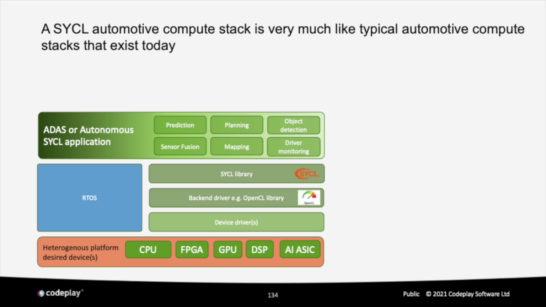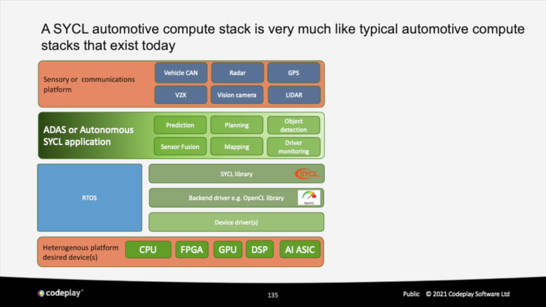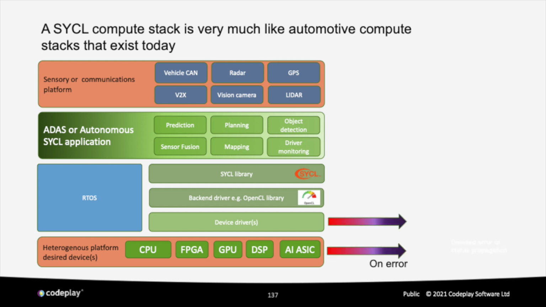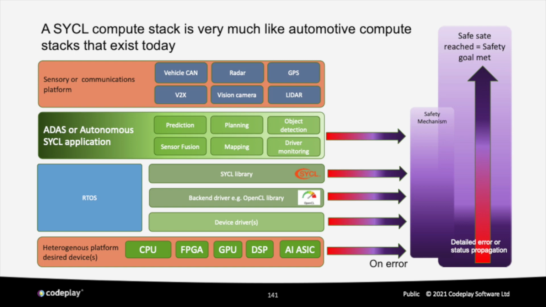All this would sit alongside a safety certifiable RTOS, and the application at the top is most likely to take inputs from various sensors in the vehicle to assist it in its decision making. Now, errors or malfunctions could appear at any level in this stack. But before I go any further, let me recap.